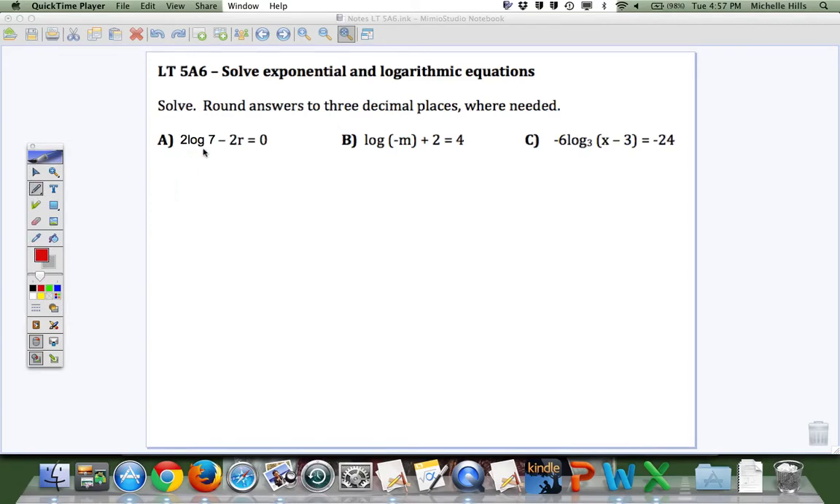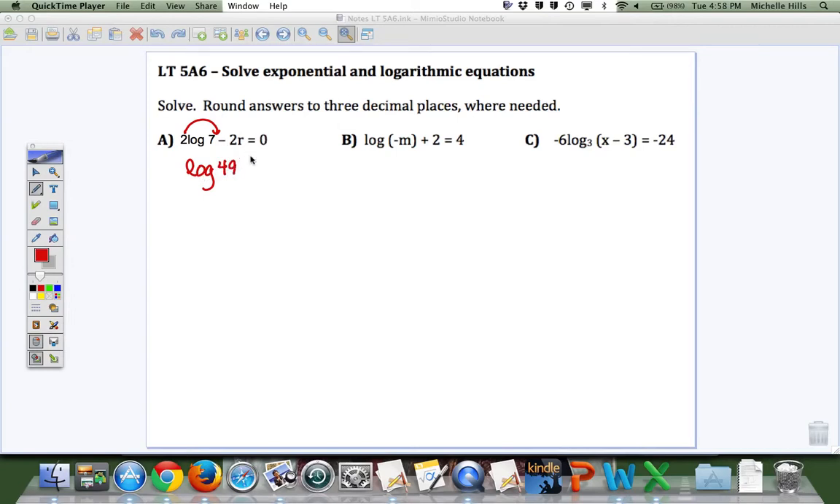As I'm solving these, the first thing I'm going to do is to get this logarithm by itself. I know that one of my properties of logarithms says that when there's this 2 times the logarithm, I could move that and make that a 7 squared. So this really is the log of 7 squared, the base 10 log of 7 squared, which is 49.